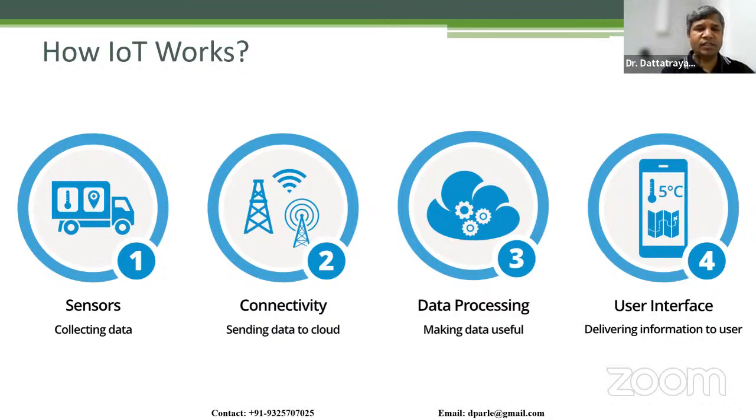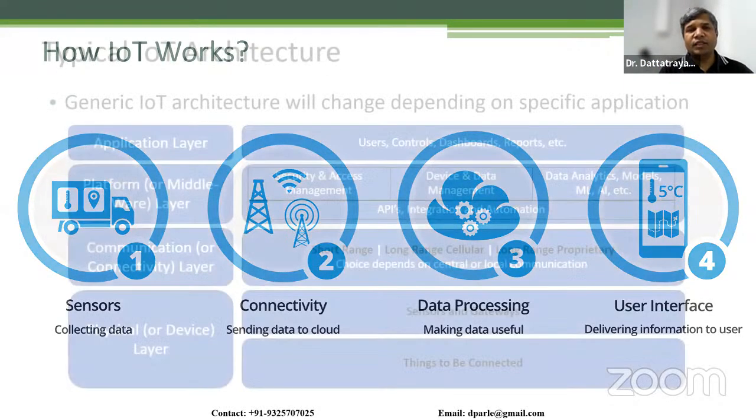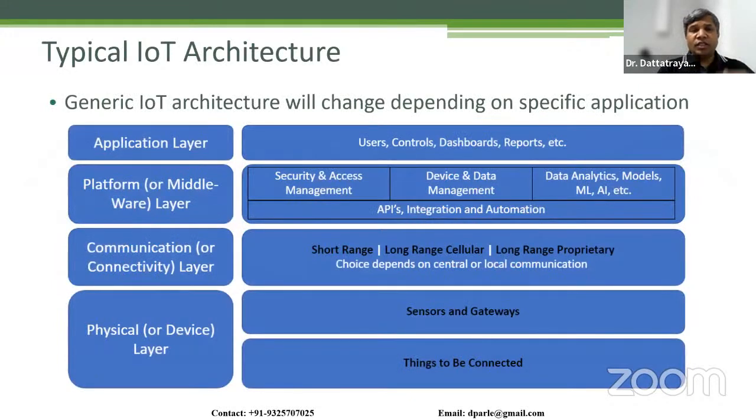So you have sensors, and that device is connected to the internet or cloud via connectivity protocols, and then that data is sent to some platform. That platform processes the data, and after processing, it is displayed to the user in a meaningful manner. That is how it works, right? So this is a typical architecture.